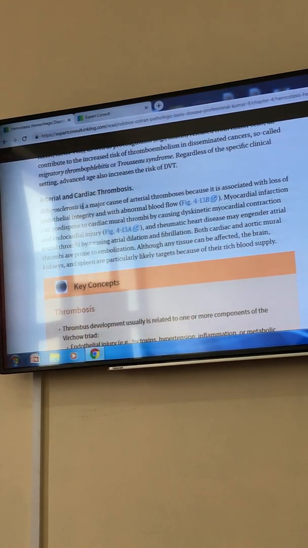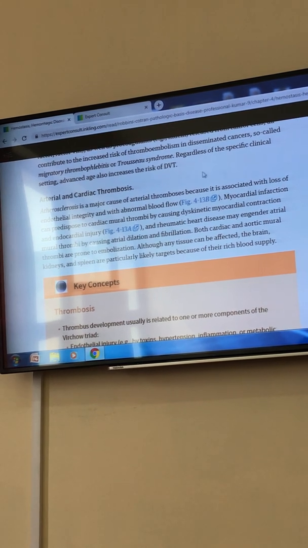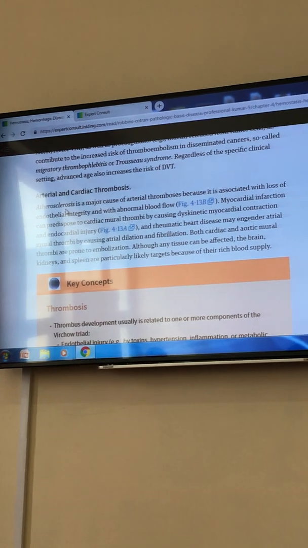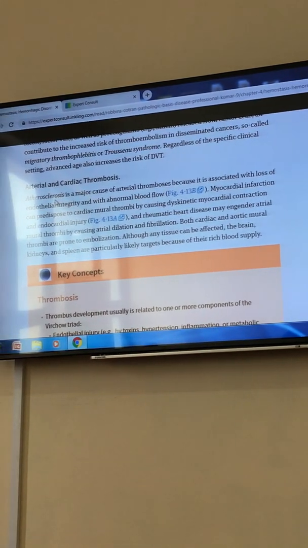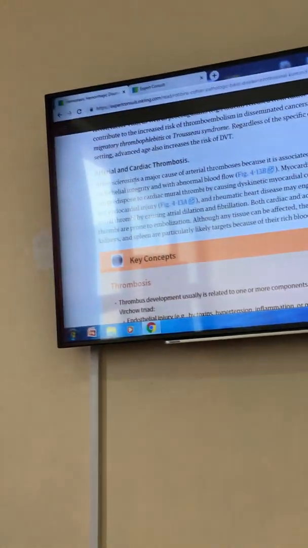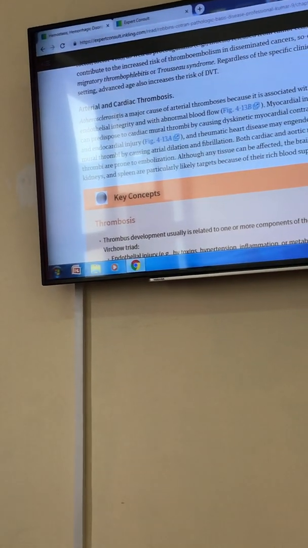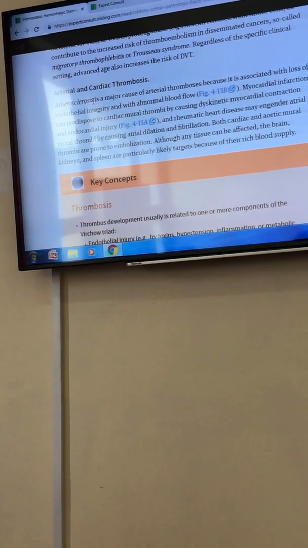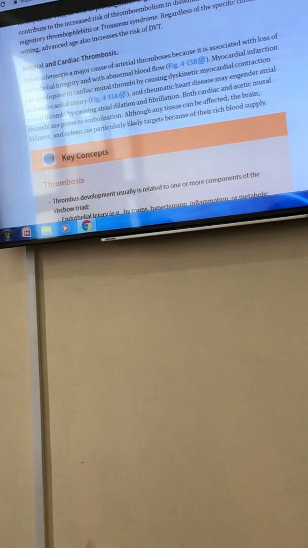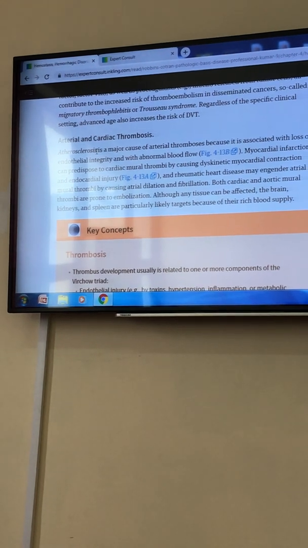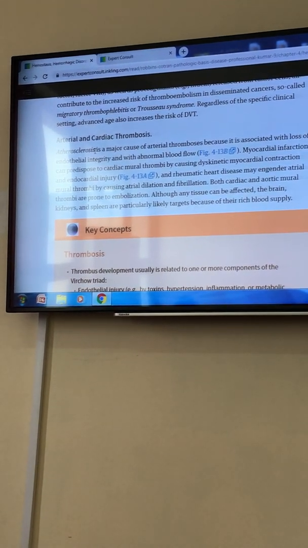And about arteries and heart, atherosclerosis is the major cause of arterial and cardiac thrombosis. So atherosclerosis, which is hardening of arteries due to accumulation of cholesterol and some cells, inflammatory cells.